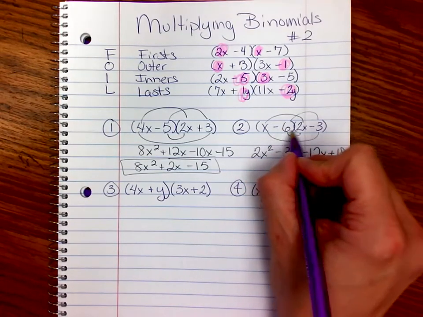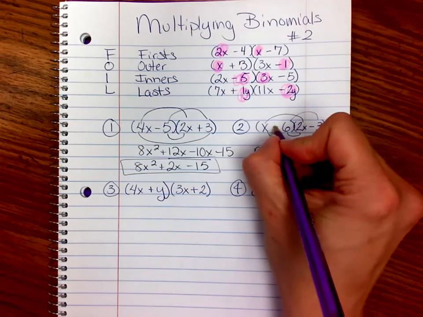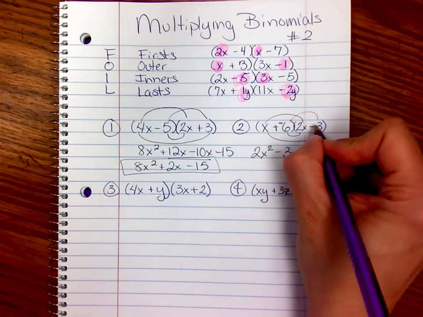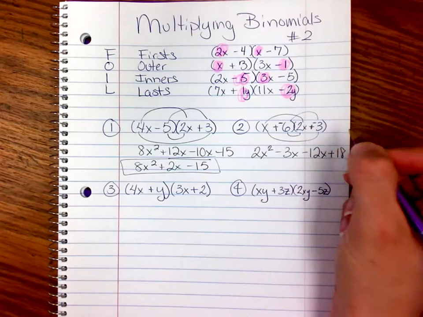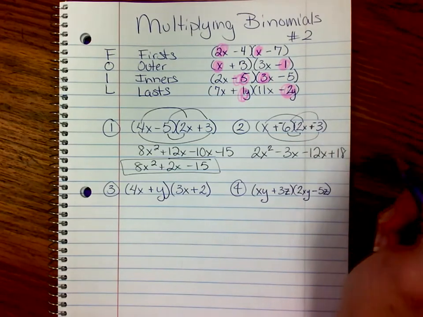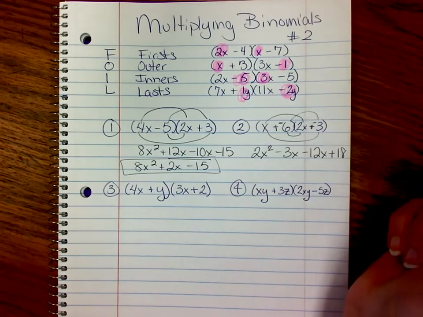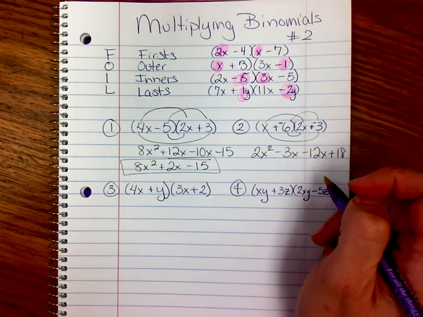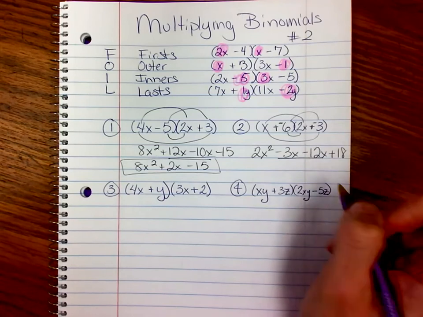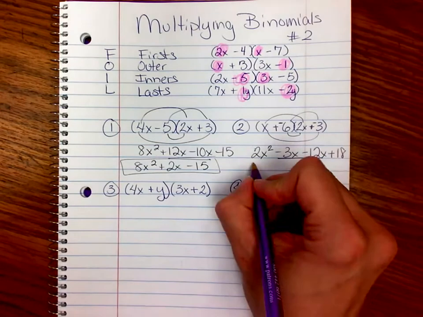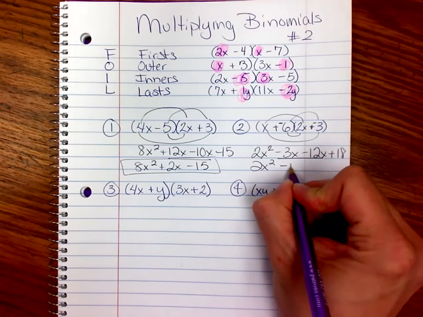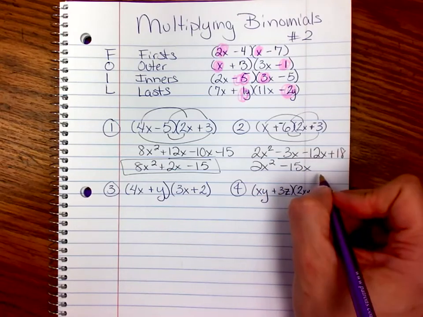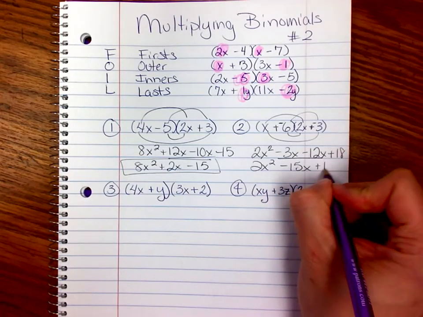Some people like to change those negative signs. I don't. Some people like to make it a plus a negative. Remember, subtracting a number is the same thing as adding the opposite of that number. So minus 6 is the same thing as plus a negative 6. So if you like that better, go for it. I don't usually do it that way. Let's combine our like terms. We get 2x squared, negative 15x when we combine 3x and negative 12x, and plus 18.